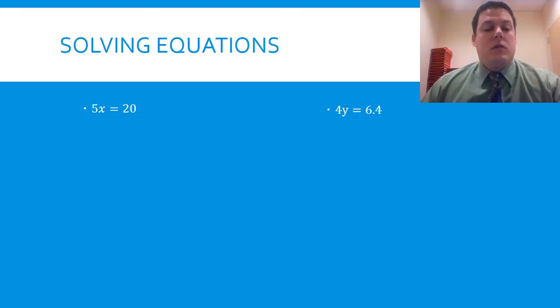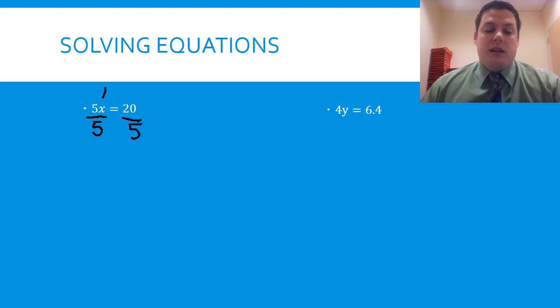Moving on. Now we have multiplication. So in order to undo multiplication, we're going to have to do division. So in this example here, we have 5 times x equals 20. In order to undo the multiplication and get the x by itself, we have to divide by 5.